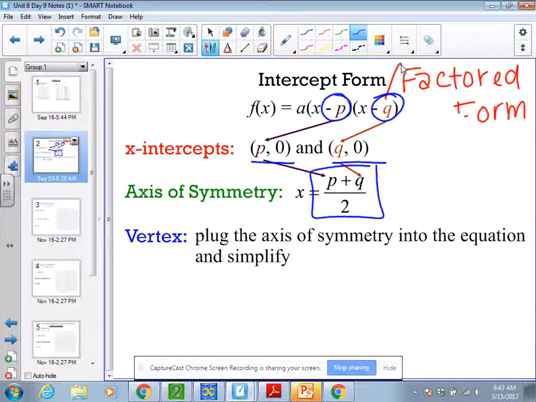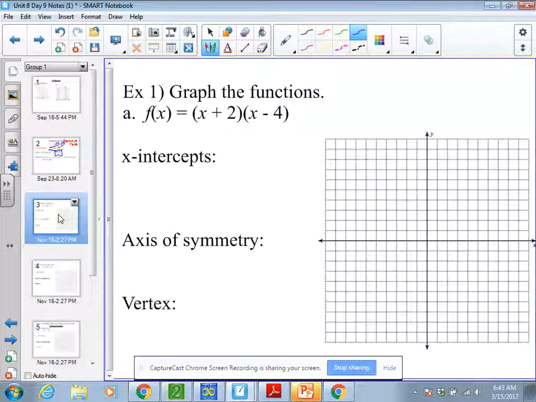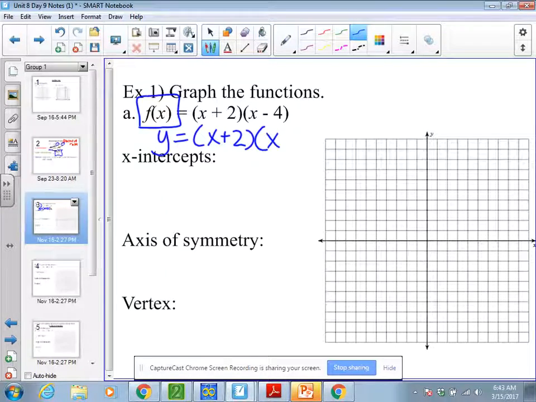So here's how this works. I have the equation f of x equals (x plus 2) times (x minus 4). And f of x is just something called function notation. It's the same thing as y equals (x plus 2) times (x minus 4).